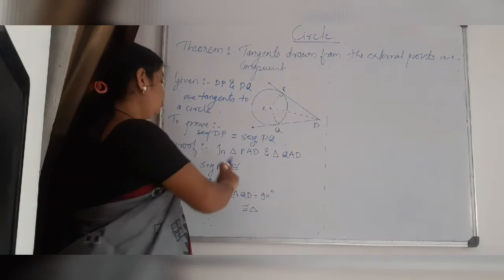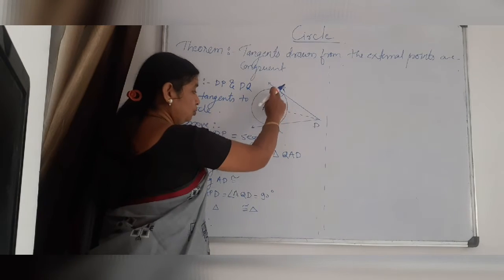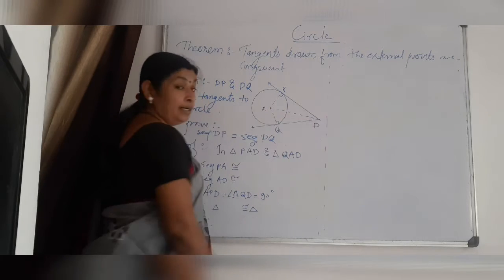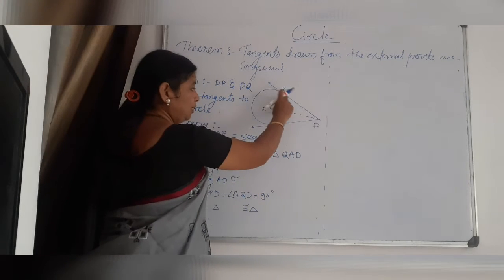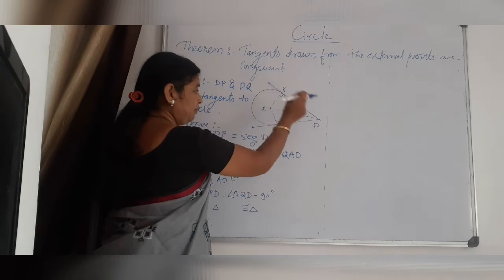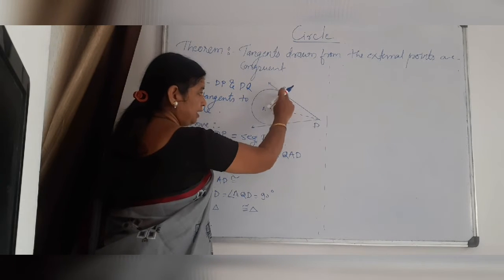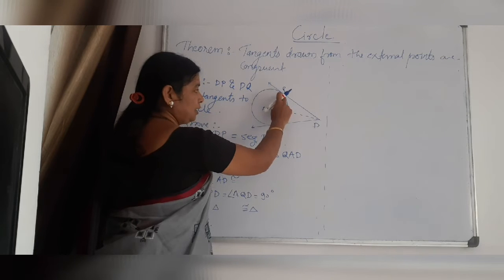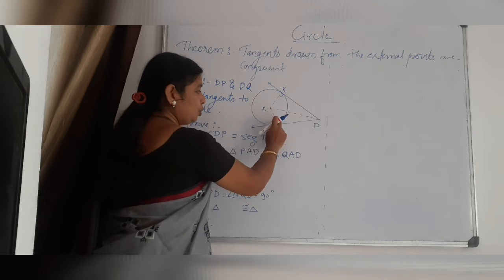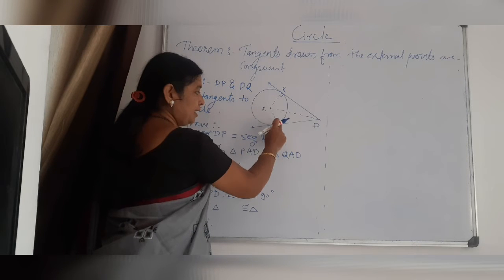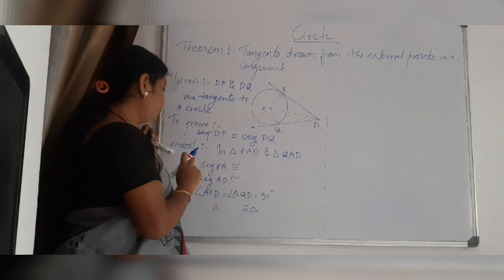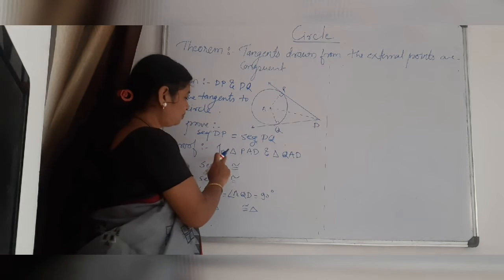Now here is the construction: join AP, join AQ and join AD. Now how many triangles are formed? Two triangles are formed. AP is a radius and DP is a tangent, so the radius is perpendicular to the tangent, so angle P is 90. Here AQ is a radius and QD is a tangent, therefore this angle is also 90. Now let's start the proof.